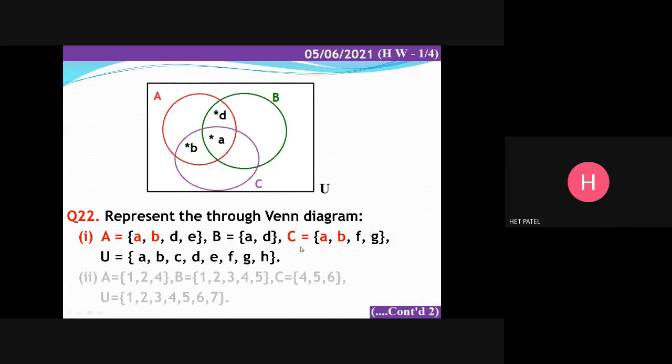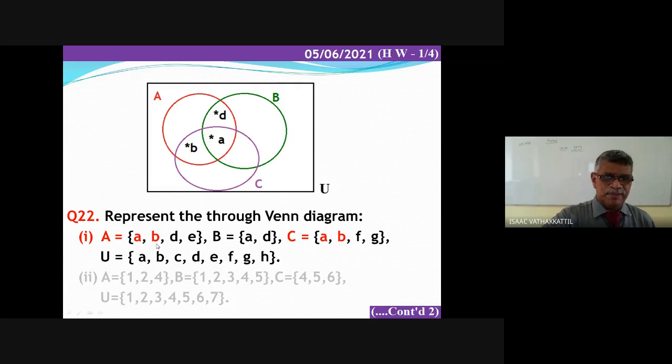Common to A and C, I have two elements, A and B, in which A is already written here, so B will come here. What is now left out in A? Only E is left out. That will come here, where there is no other set as intersection or common element.